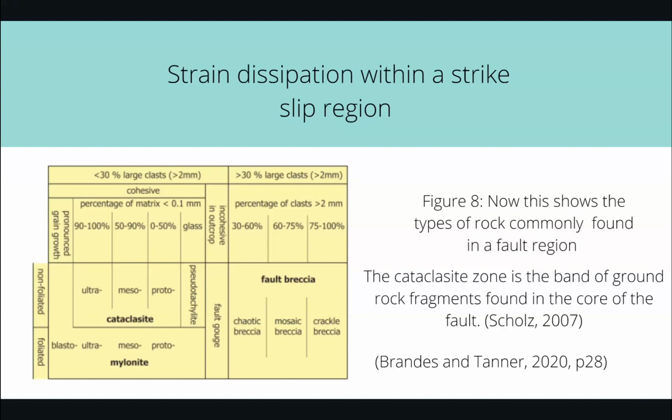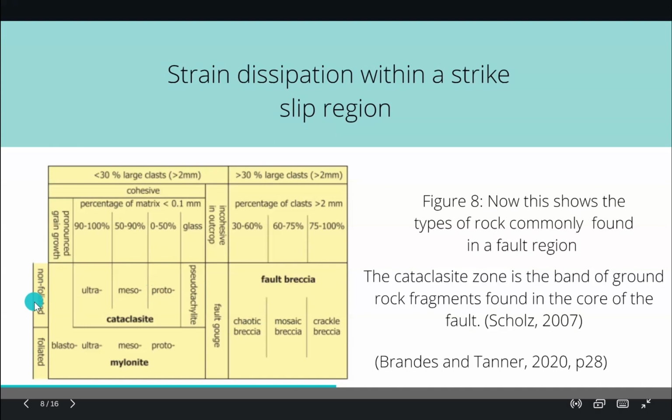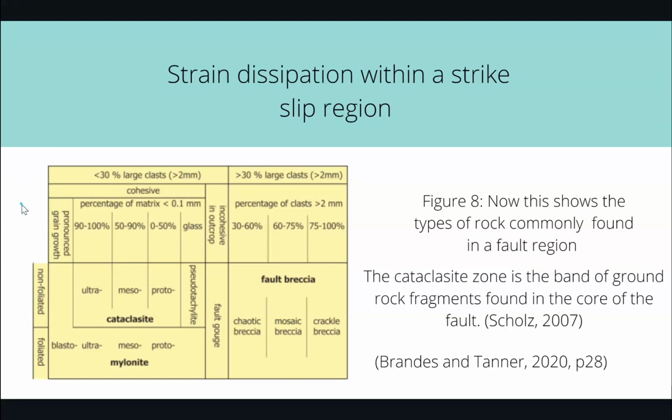And we can see this from figure 8 here, which shows the classification on large clast or millimeter scales, and how fine-grained the matrices are, and if the rock can be foliated or not, or if it's cohesive. And cohesive just refers to how bonded the rock is. A non-cohesive rock is not very bonded and can fall apart easily.